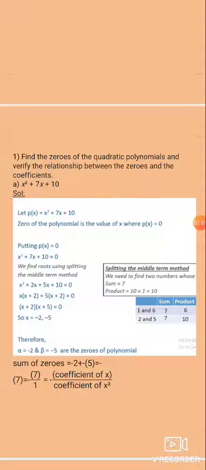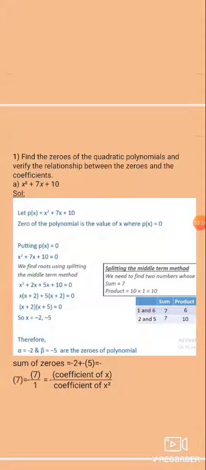If we consider the numbers 1 and 6, the sum is 7, but the product is 6, so we need to avoid that. Next, consider the numbers 2 and 5. The sum is 7 and the product is 10, so we can select that one. Now we arrange the given polynomial as x square plus, instead of 7x, we split it as 2x plus 5x plus the last term 10.